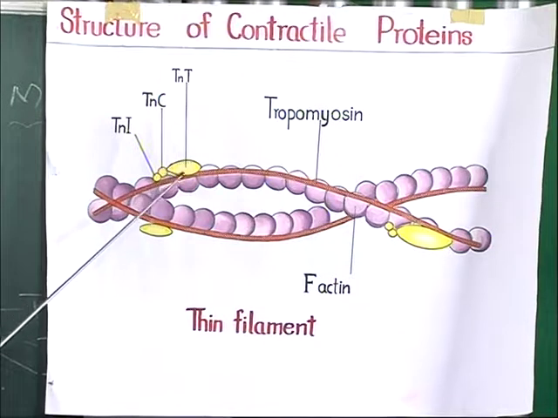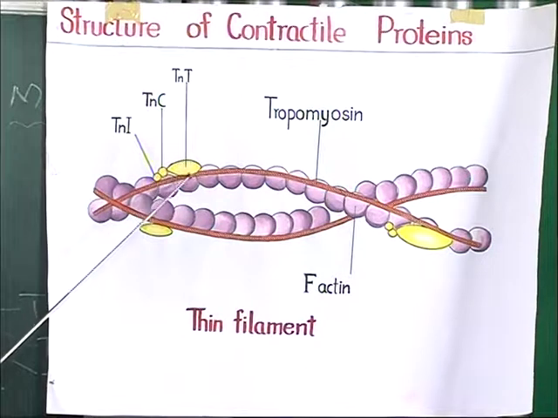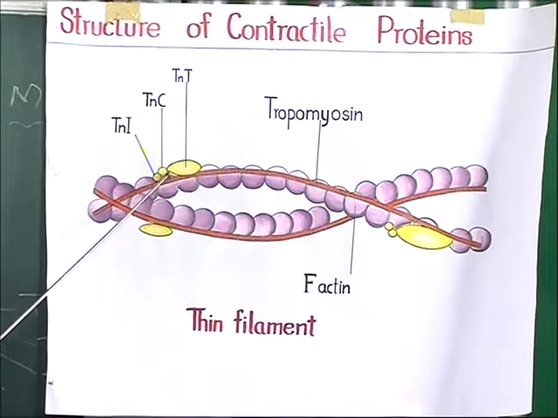Okay, this stabilizes the tropomyosin in its actin position. When the calcium ions are not bound to the TnC, it stabilizes the tropomyosin and covers the active site. So when the calcium ions are attached to this TnC troponin, the tropomyosin moves away. Let's see one more second.